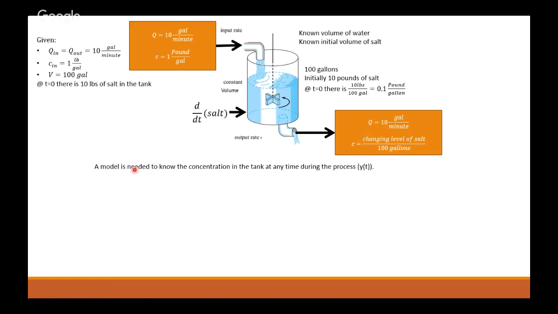Now, let's look at some of these numbers that I've started off with. You need a model to know the concentration of the tank at any given time t. So if we turn this into a differential equation, what's going into the tank and what's going out of the tank can just be a derivative. The rate of change of the salt with respect to time ultimately is how much salt you're putting in versus how much salt is coming out.